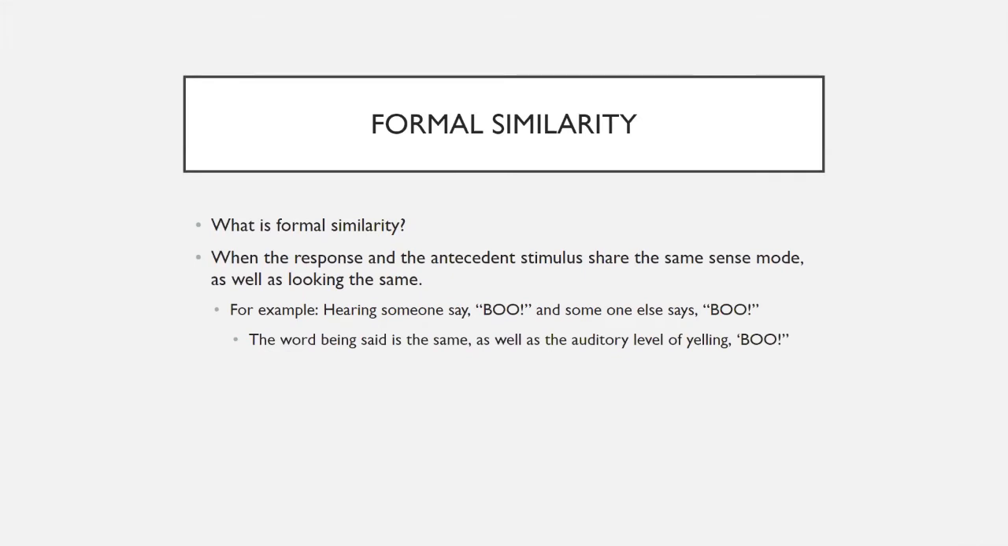Formal similarity is when the response of the listener shares the same sense mode as the antecedent stimulus, as well as looking the same. Let's say you hear someone yell boo, and you yell boo the same exact way. These stimuli are visual, tactile, or auditory, and they physically look the same.